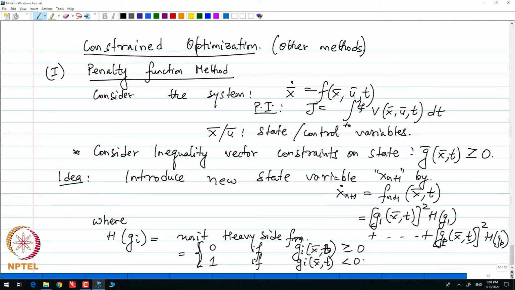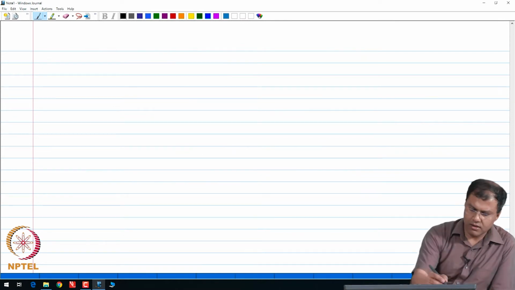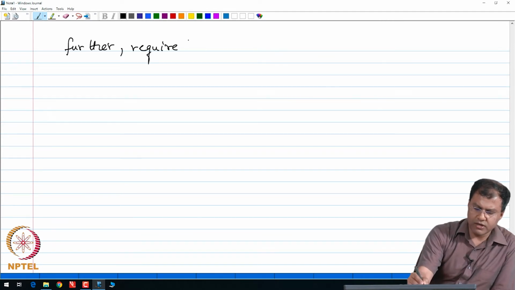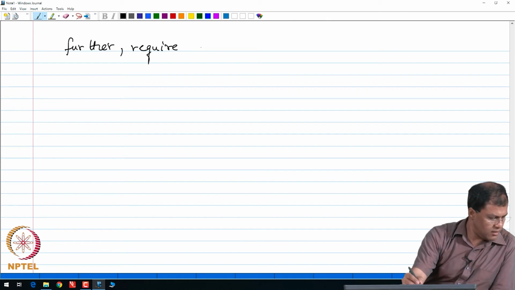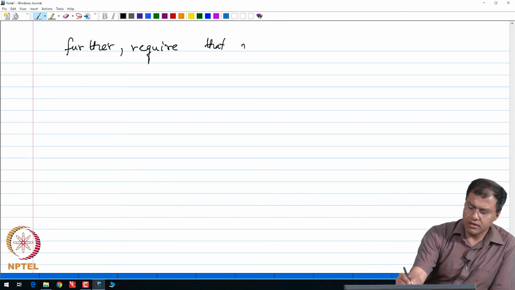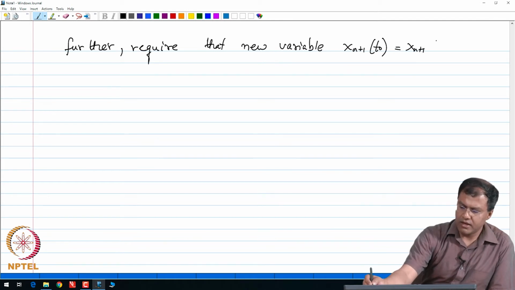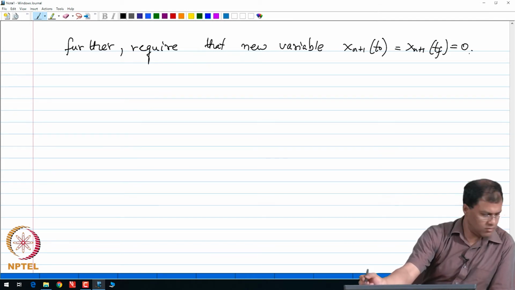With that, we further need boundary conditions for this new variable. We require the new variable to have the boundary condition x n plus 1 at t naught equal to x n plus 1 at t f equal to 0.